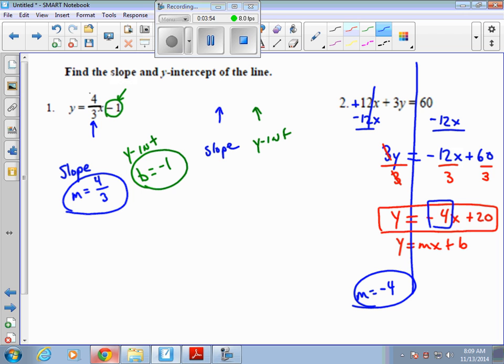And the b value, which is your y-intercept, is what is after that, the 20 that's adding to it. b is positive. There's no reason to write the plus in front of it. 20. So there's your slope and your y-intercept.